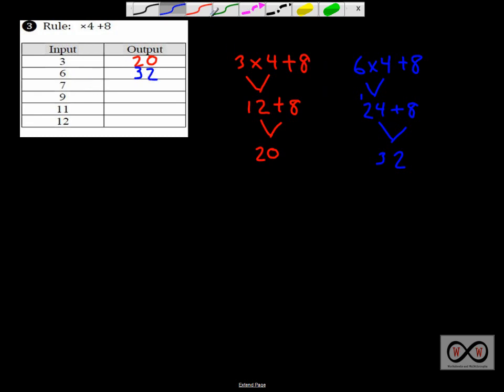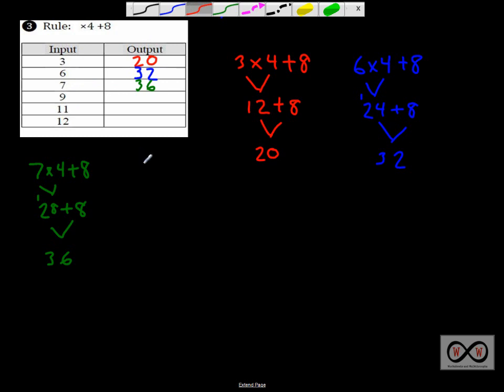Then the next one here would be 7. 7 times 4 plus 8, that's our rule there. 7 times 4, 28, plus 8, 28 plus 8. I know 8 plus 8 is 16. Carry this 1 over, so 2 plus 1 would be 3, or 36. So we output 36 here. Input 7, output 36.